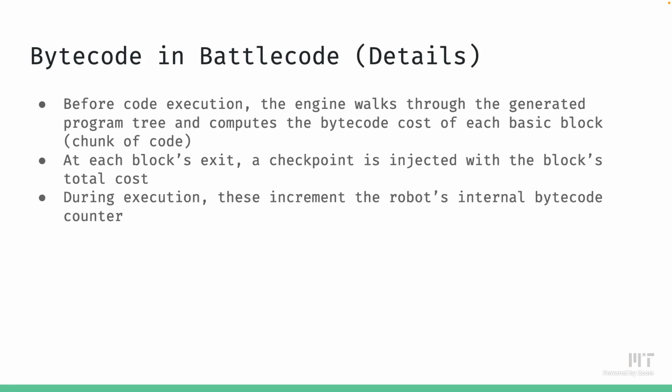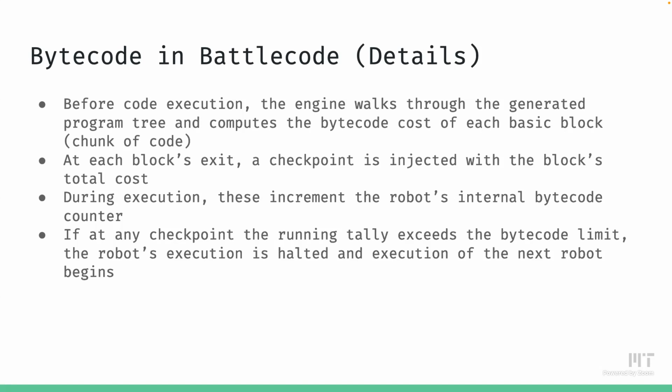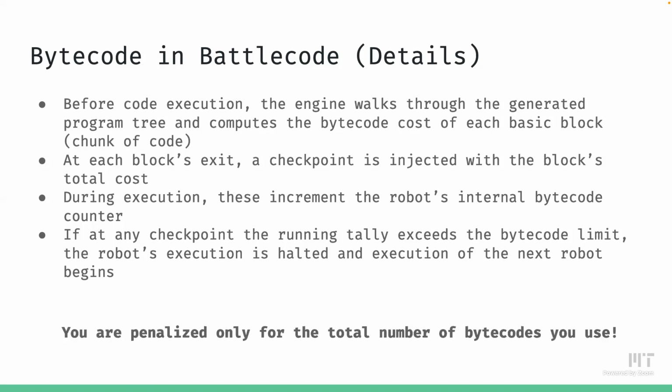While the program is actually executing, we keep track of the bytecode that's been executed so far using those computed costs. If at any point you exceed your bytecode budget, the execution gets halted, and your turn is done for the bot and it's skipped. It's important to notice that you're only penalized for the total number of bytecode you use. So we only cut you off based on the number, not runtime or anything else. It doesn't really matter what your code looks like or if it's slow, as long as it is within the bytecode limits, that is all that matters.